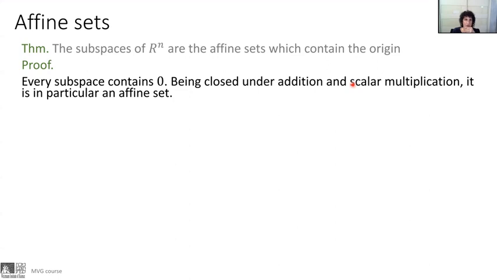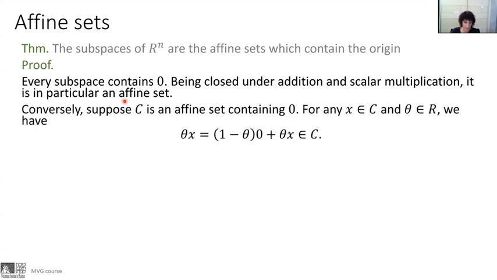Let's show that every subspace is actually an affine set. Every subspace contains the zero, and therefore the origin. Since it's closed under addition and scalar multiplication, it's in particular an affine set. So this direction is easy. Let's do the other direction: take an affine set that contains the origin and show that it is a subspace of R^n.